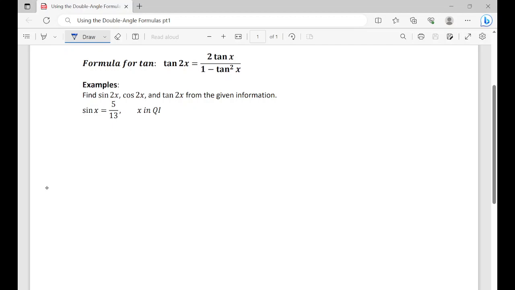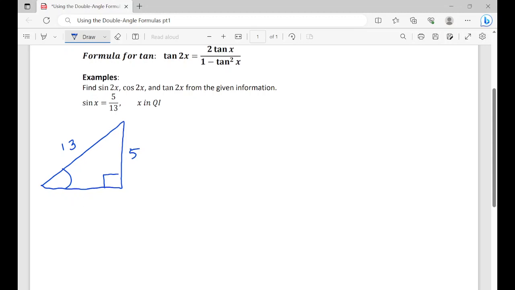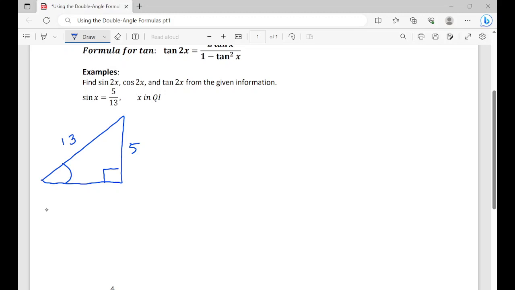Easiest way to do that is to start off with a right triangle, like so. And so I know that sine is opposite over hypotenuse, so I know this is 5 over 13. And to find the adjacent side, I'm going to use Pythagorean theorem. So 5 squared plus b squared equals 13 squared. And that's going to end up giving me, when I solve for b, 12. So this side here is 12.